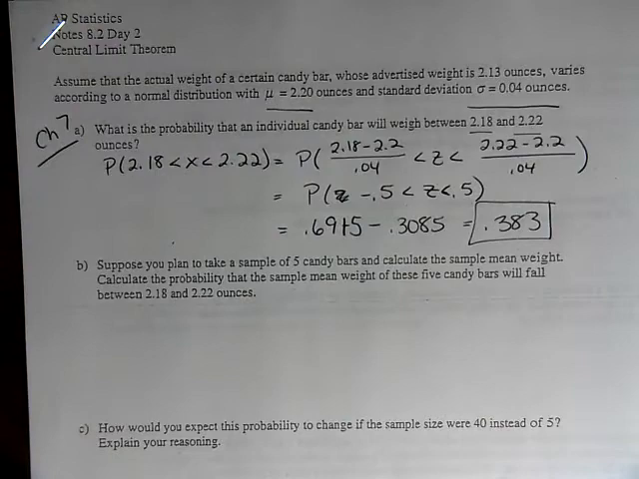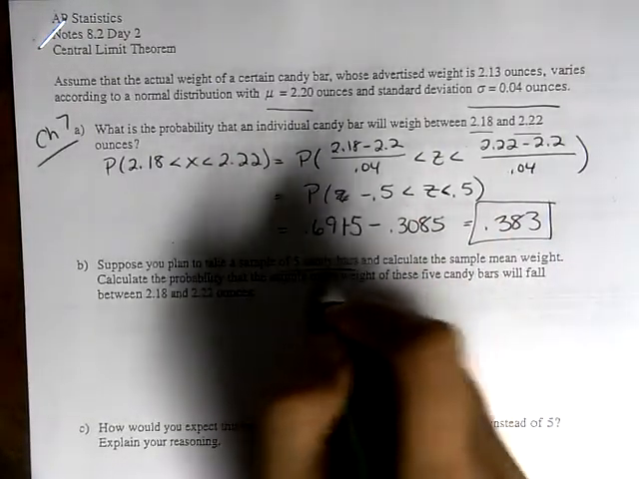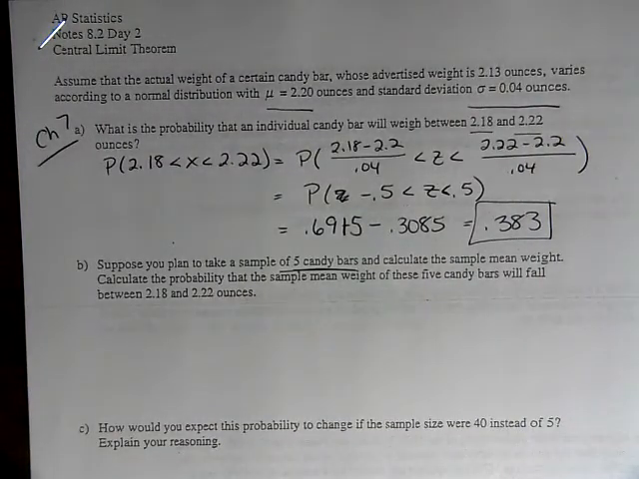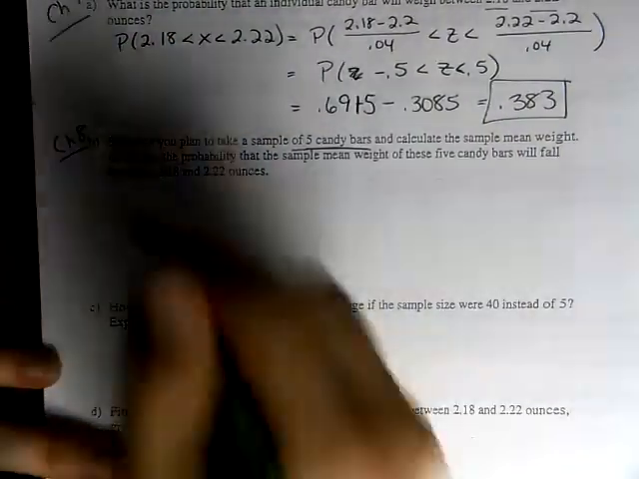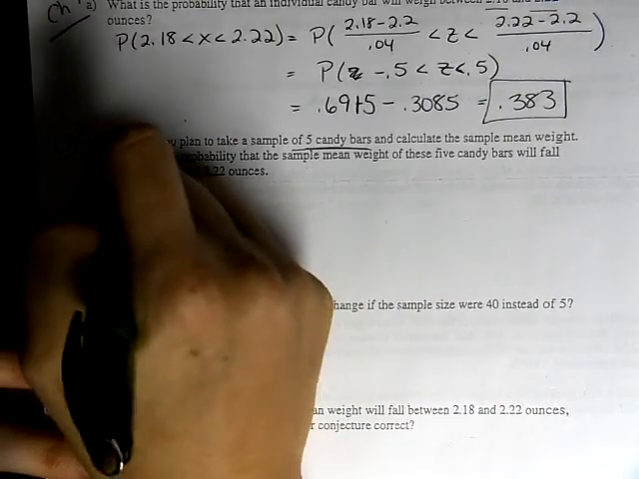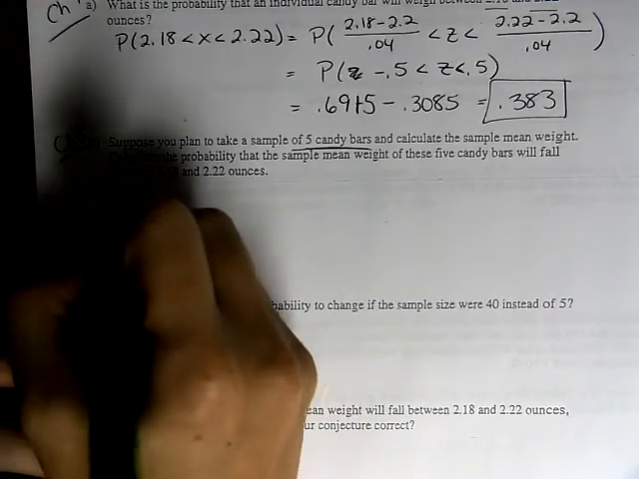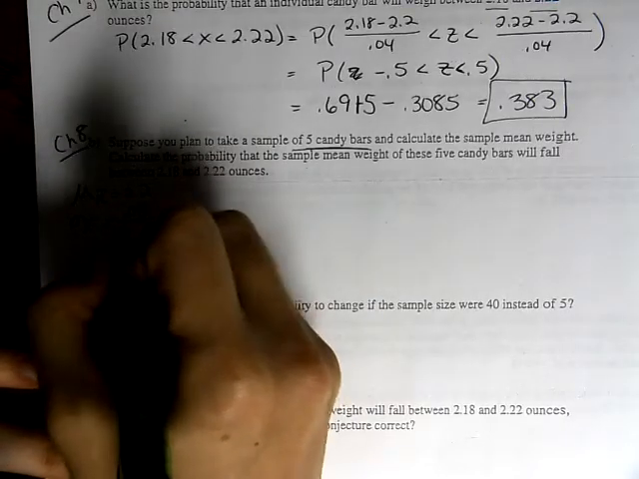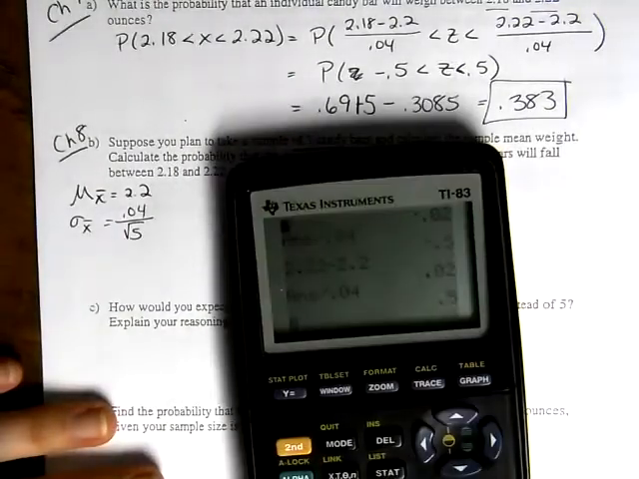Now that's only if I picked one individual candy bar. Now let's suppose you plan to take a sample of 5 candy bars and calculate the sample mean weight. Calculate the probability that it's between 2.18 and 2.22 ounces. Now we're looking at a sampling distribution, so this is a chapter 8 question. Our mean stays 2.2, but our standard deviation is now 0.04 divided by the square root of 5, because we're taking 5 candy bars.